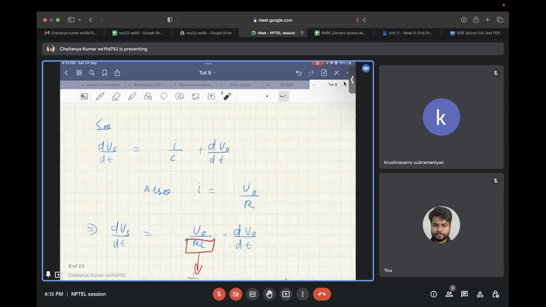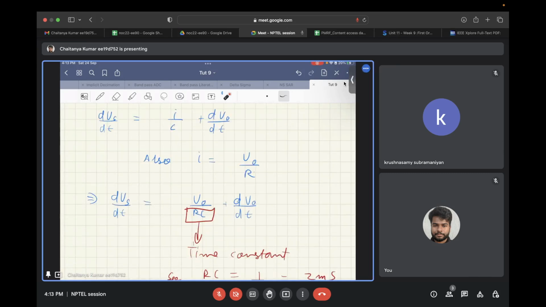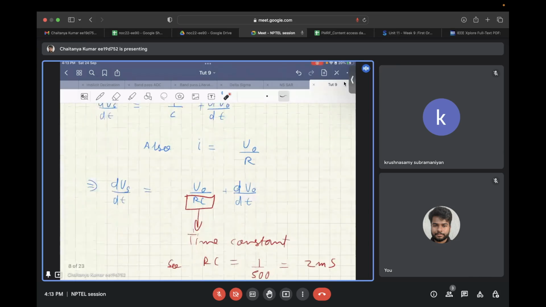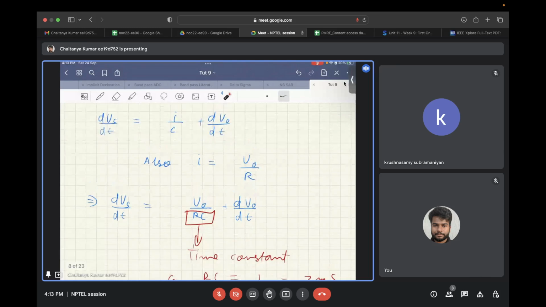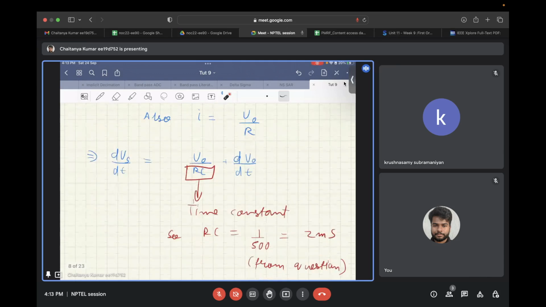So I can also be written as V naught by R. Now, if you substitute the value of I as V naught by R, the final equation that you get is dVs by dt is equal to V naught by RC plus dV naught by dt. Now, this RC is the time constant of this RC circuit. So, from the equation, you have RC equal to 1 by 500, and that is equal to 2 milliseconds.